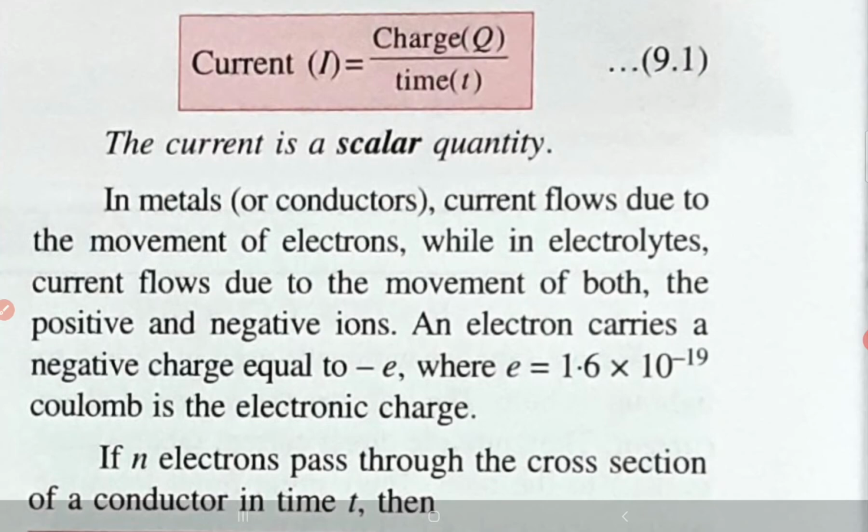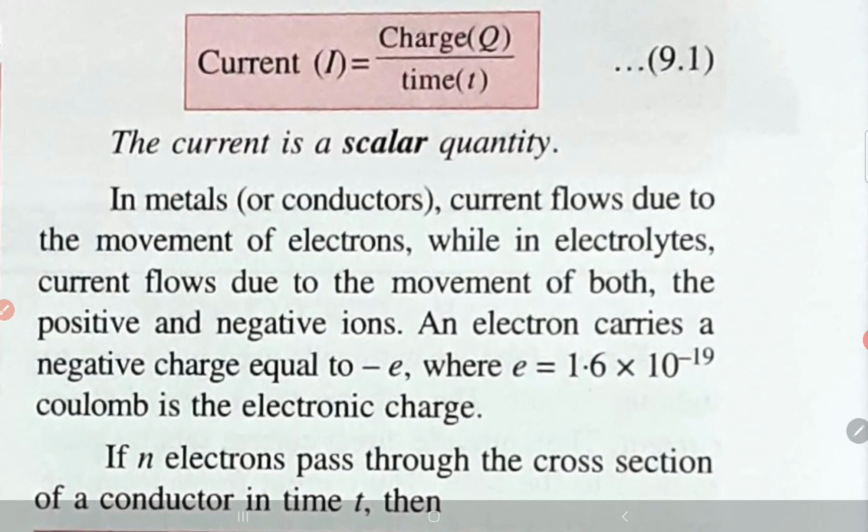Now in metals or conductors, current flows due to the movement of electrons. As you all know, protons can't move, while in electrolytes both the positive ions as well as the negative ions can move. An electron carries a negative charge equal to minus e, whose value is 1.6 into 10 to the power minus 19 coulomb. Here coulomb is the unit of charge, remember, and e is the electronic charge.